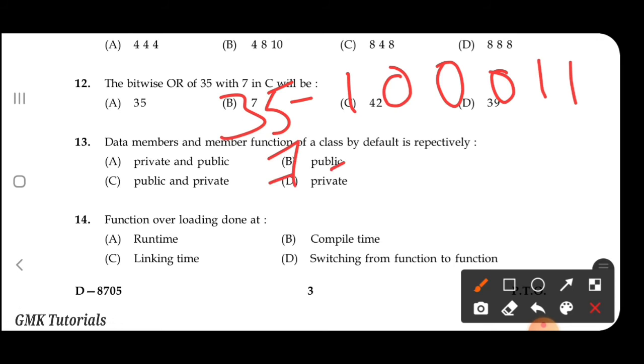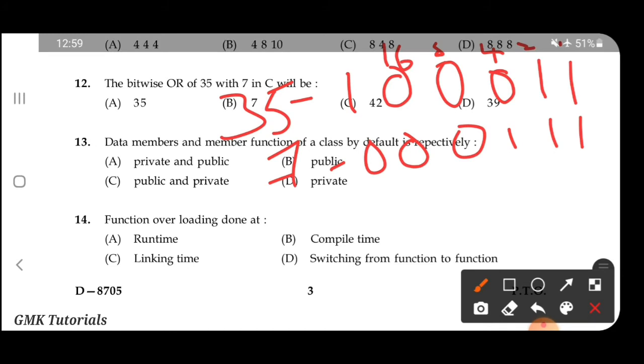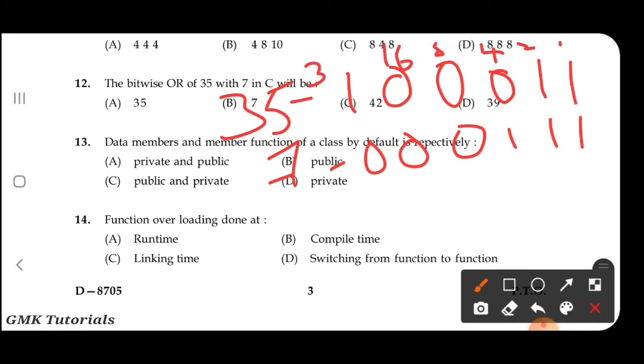7 means 0000111, and we are using this format: 1, 2, 4, 8, 16, 32. So here 32, 2, 1 is 35, and 4, 2, 1 is 7. The OR operation we have to perform.